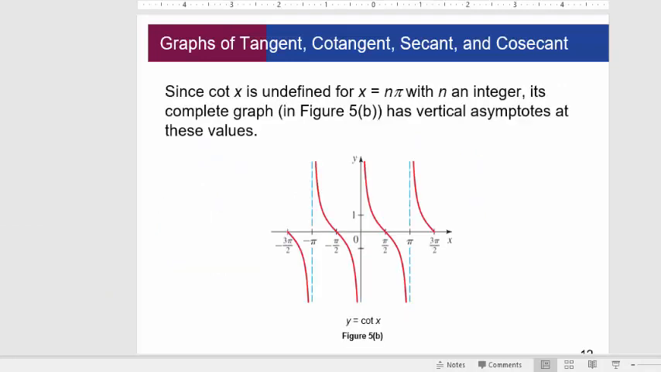And there it is. Again, the distinction between my notation and the book's notation is they use n for any integer. I use k for any integer, which I think is actually better.